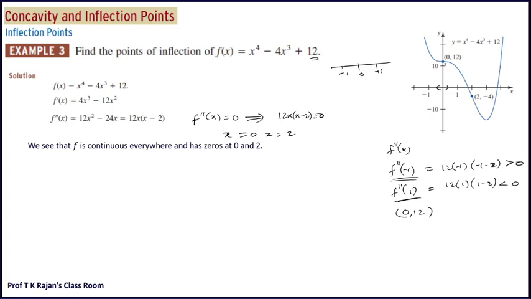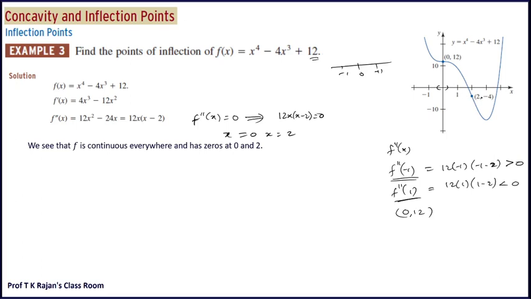And from the graph also we will get the same thing. To the left of 0, you can see that it is concave upward, and to the right of 0, it is concave downward. And therefore, at 0, the curve changes its concavity, and (0, 12) is a point of inflection. Now, what about (2, -4)?